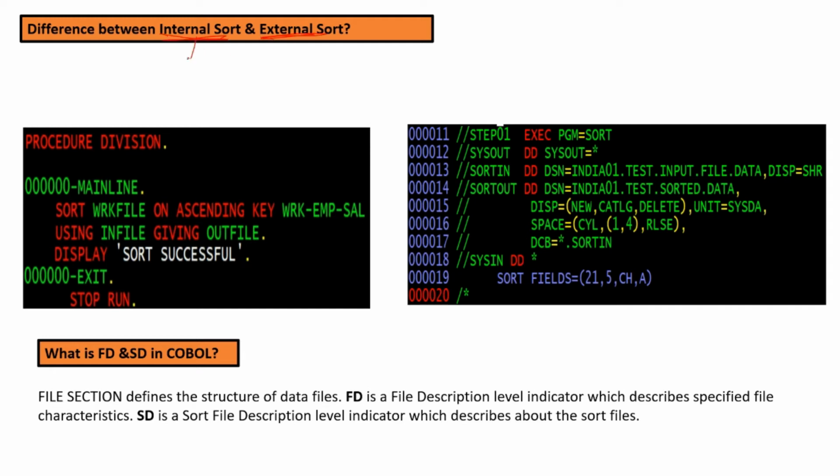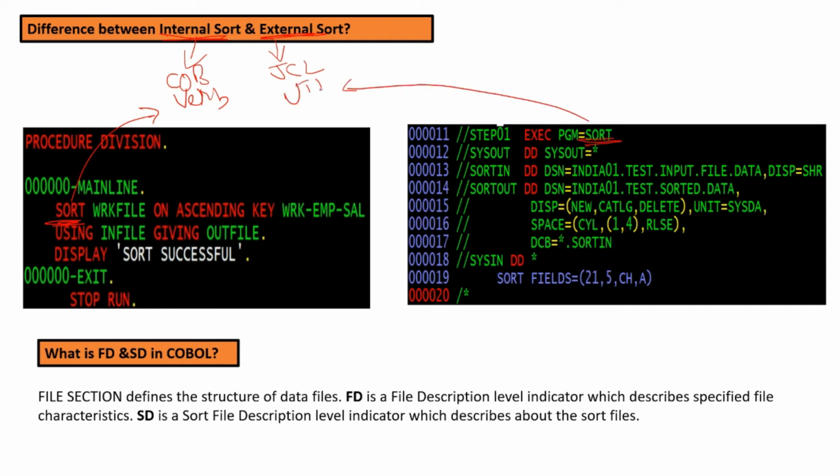In internal sort, we sort the input file in the COBOL program, but in external sort, we use the JCL to sort the input file. In the COBOL program, we use the sort verb to sort the input file, but in the external sort, we use the sort utility.